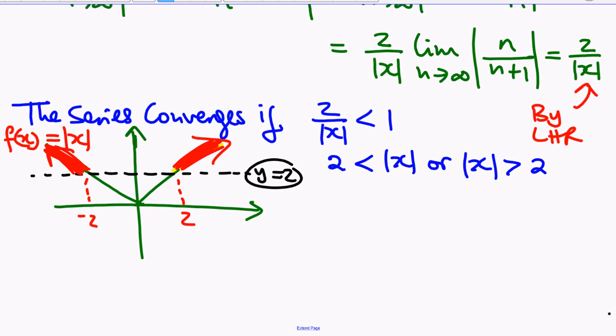All right. So what I'm basically trying to say here is this is kind of a geometrical representation of this, but that will be when x is less than negative 2, right here, when x is less than negative 2, or when x is greater than 2. Now, another thing I want to introduce here is we have to check these endpoints, right?